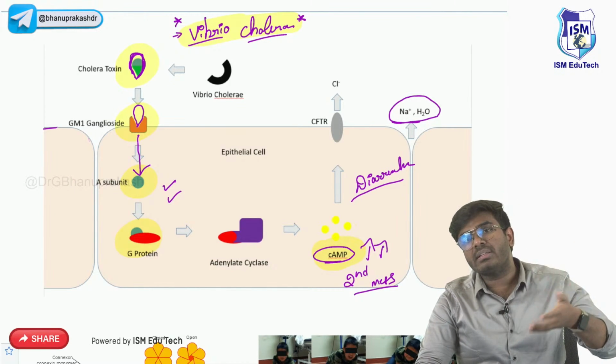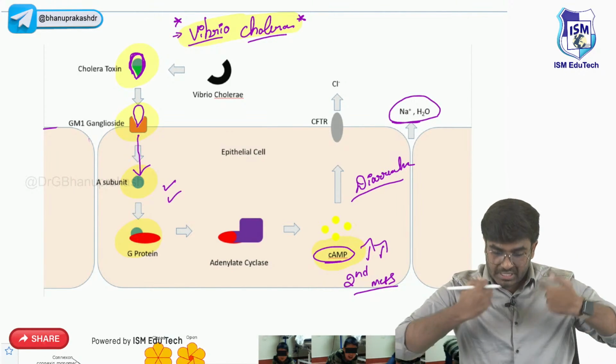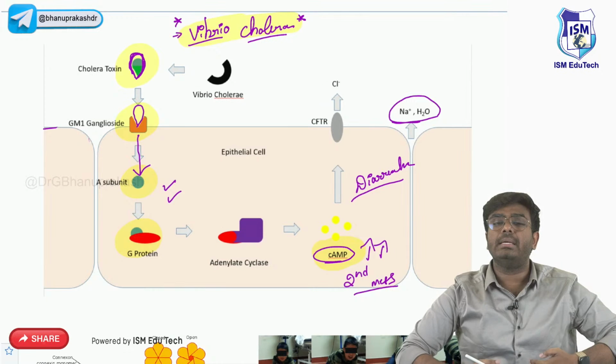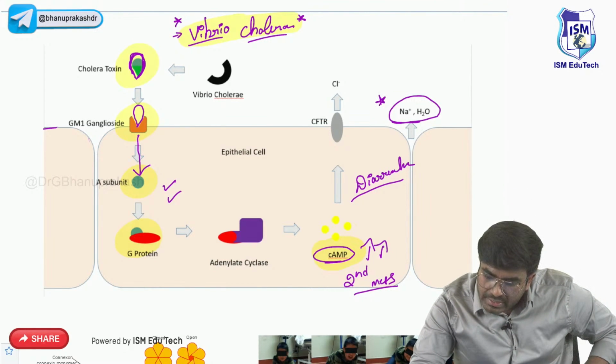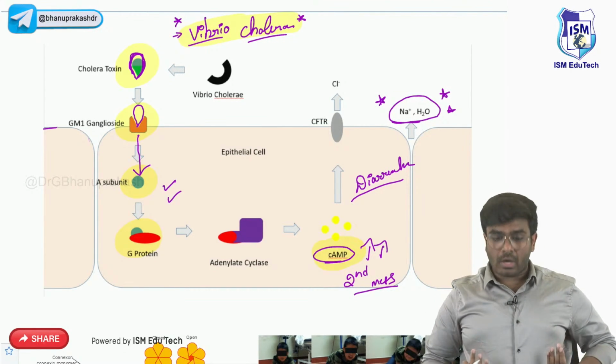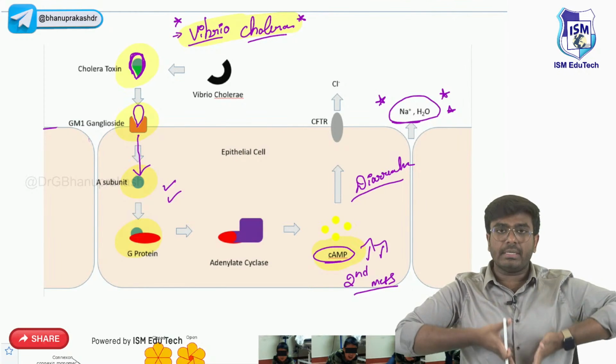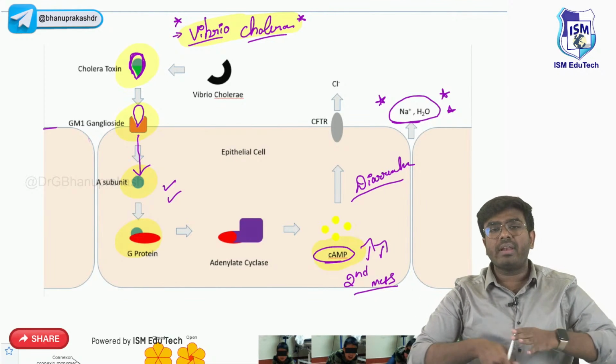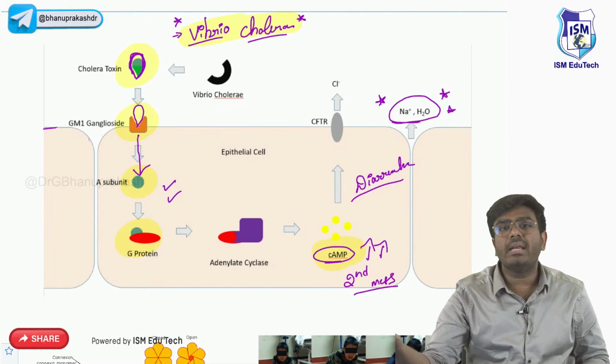What happens if cAMP levels increase in the cells, especially in the GIT? This is all happening in the GIT. So what happens now in the GIT? More sodium and water is now getting secreted into the GIT. Now all this water and sodium comes out in the form of stools and causes diarrhea.